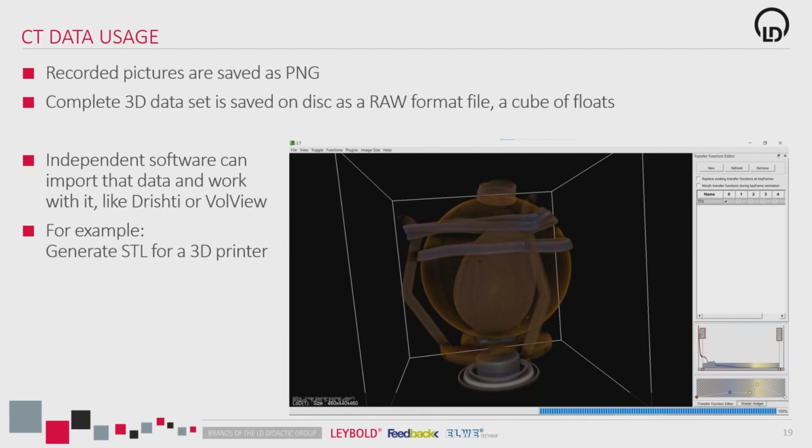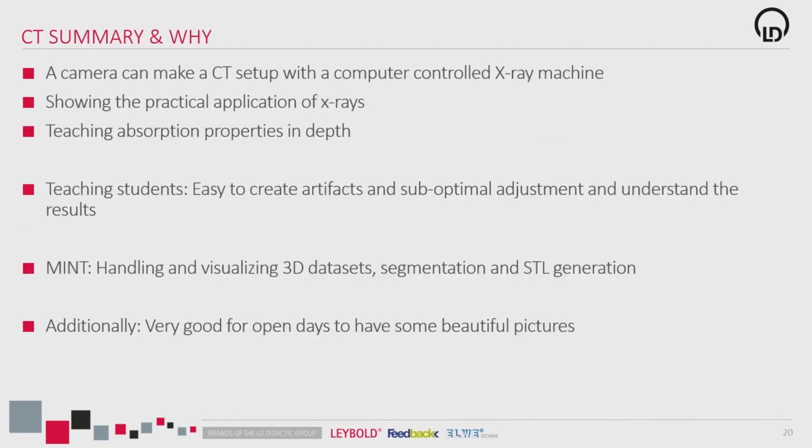And in the very end, what have we seen today in the last half hour? So we have seen that just a camera is needed to make a CT setup when we've already got a computer-controlled X-ray machine. We have seen the practical application of such X-rays by identifying hidden things like the nuts in a chocolate bar. And we have seen teaching absorption properties with a 3D phantom, a well-known thing which is fully documented.